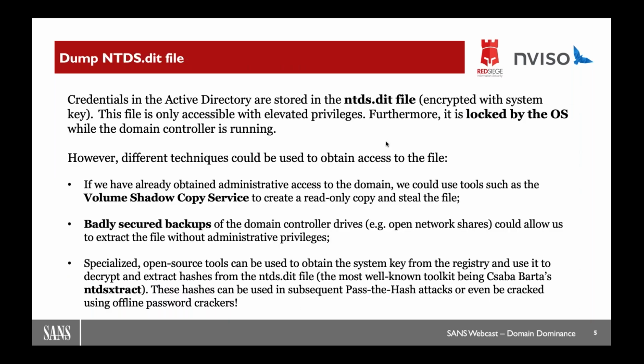So first up, dumping the ntds.dit file. This is a very common one, and is also very often performed by adversaries. What is the ntds.dit file? The ntds.dit file, of course, is the full dictionary, if you will, that includes a lot of the Active Directory information. More specifically, it includes a lot of the Active Directory secrets, or all of the Active Directory secrets.